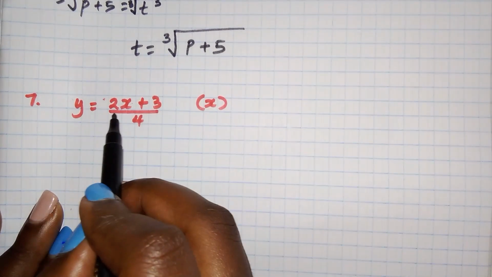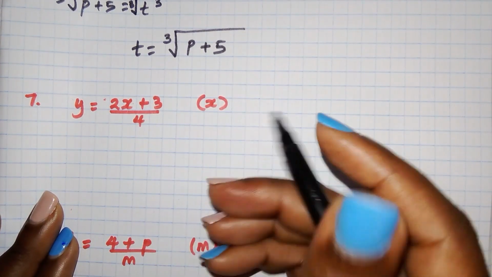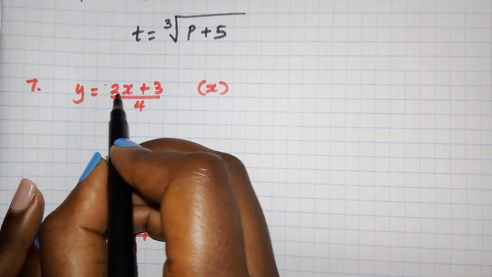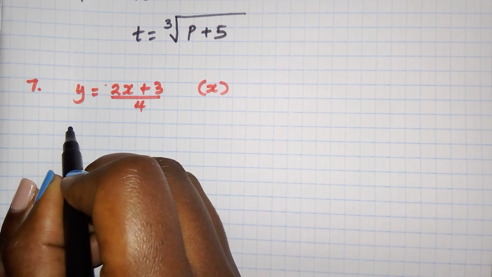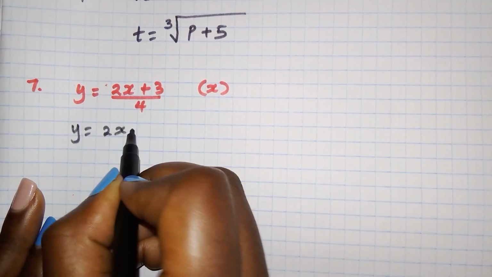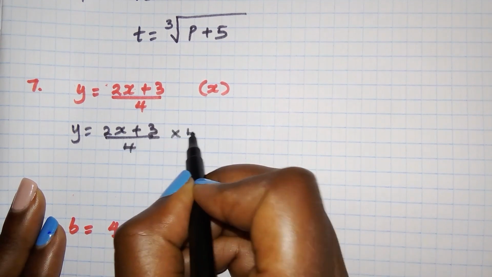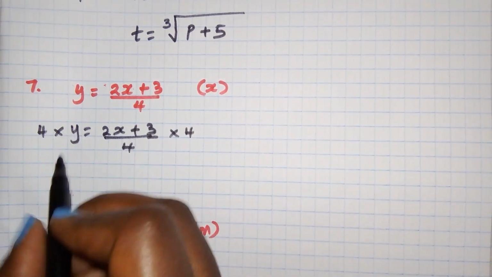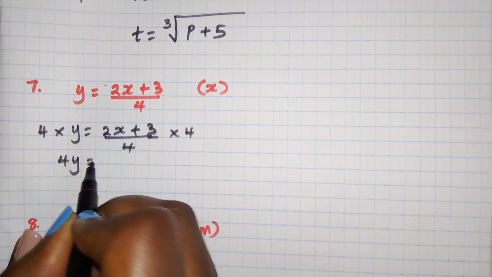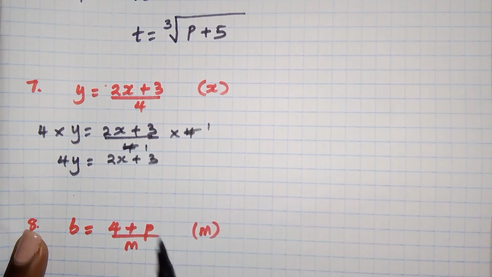Number 7, y equals to 2x plus 3 all over 4. Make x the subject. So we can start by getting rid of the 4. So we do, let me write it again. So y equals to 2x plus 3 all over 4. Get rid of the 4. So times 4 on both sides, because here it's a division. Here we're left with 4y equals to 2x plus 3. 4 divided by 4 is 1.